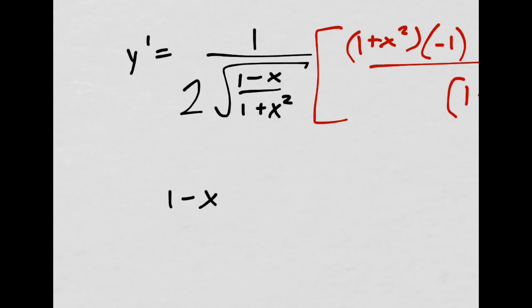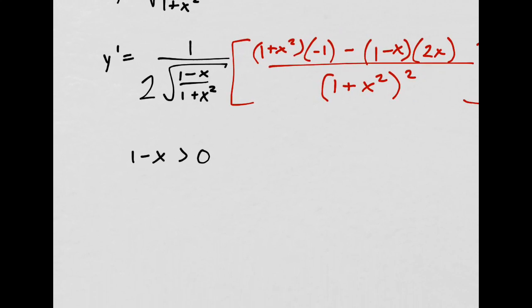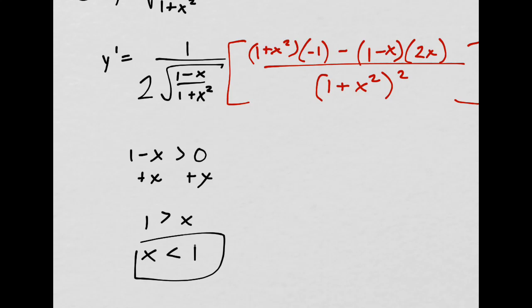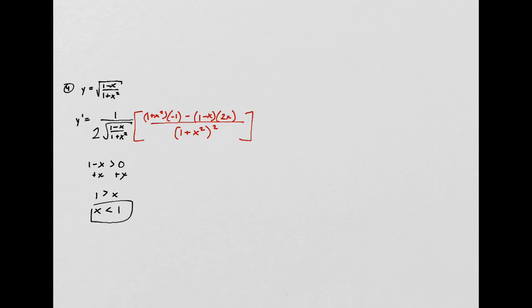1 minus x must be greater than 0, right? And then if I add x over, I get 1 greater than x, or x less than 1. And that's it. If x is less than 1, then we don't have a problem here. We're never going to have a problem there. And we're good to go. Yes, that's where it's differentiable.